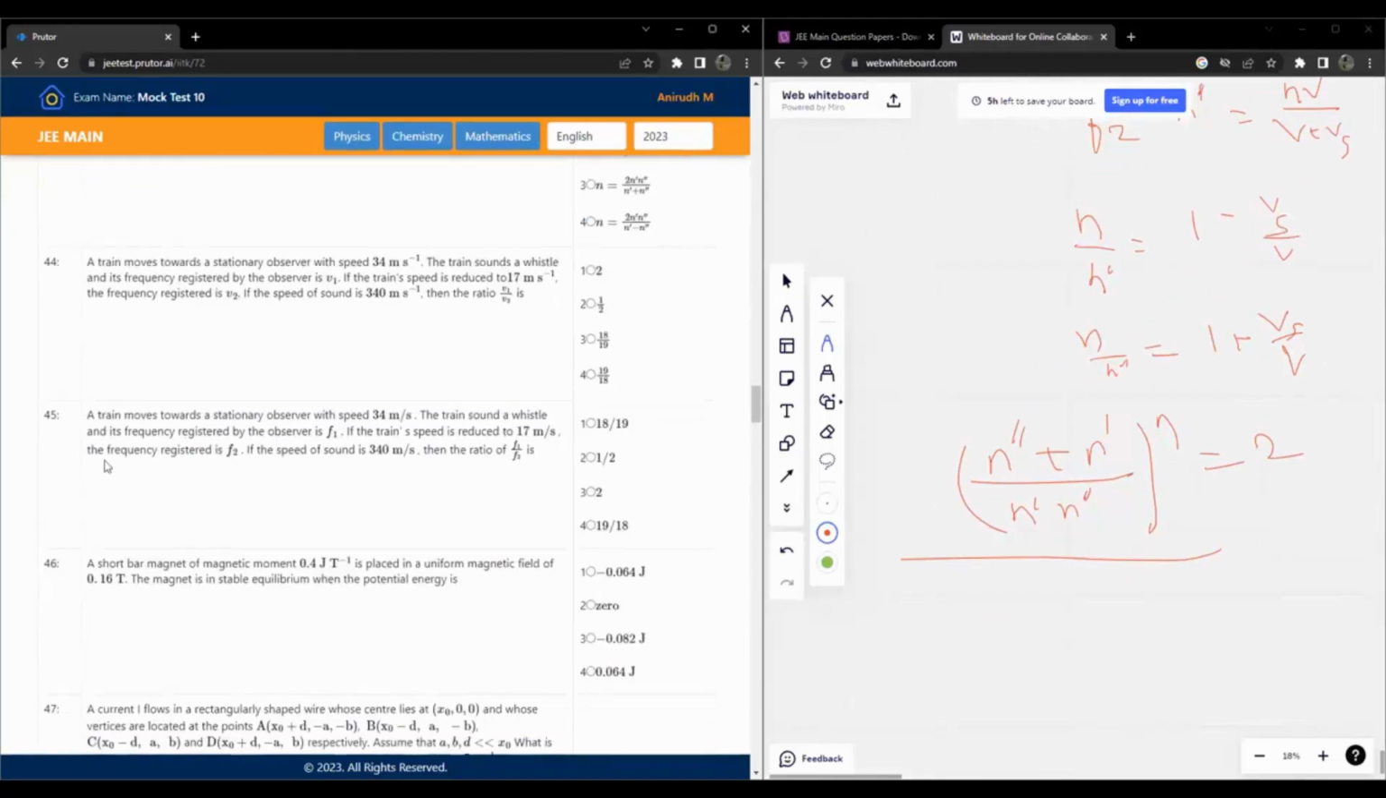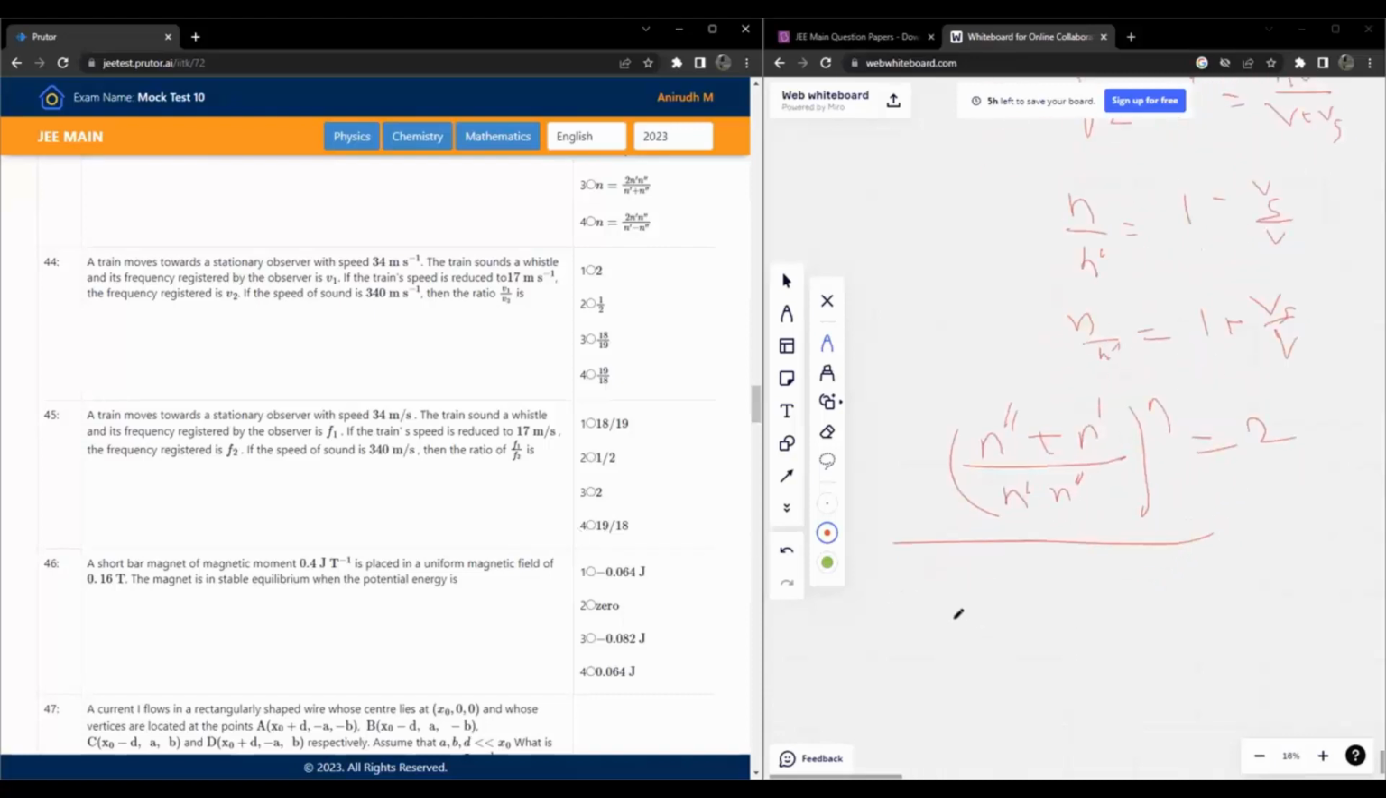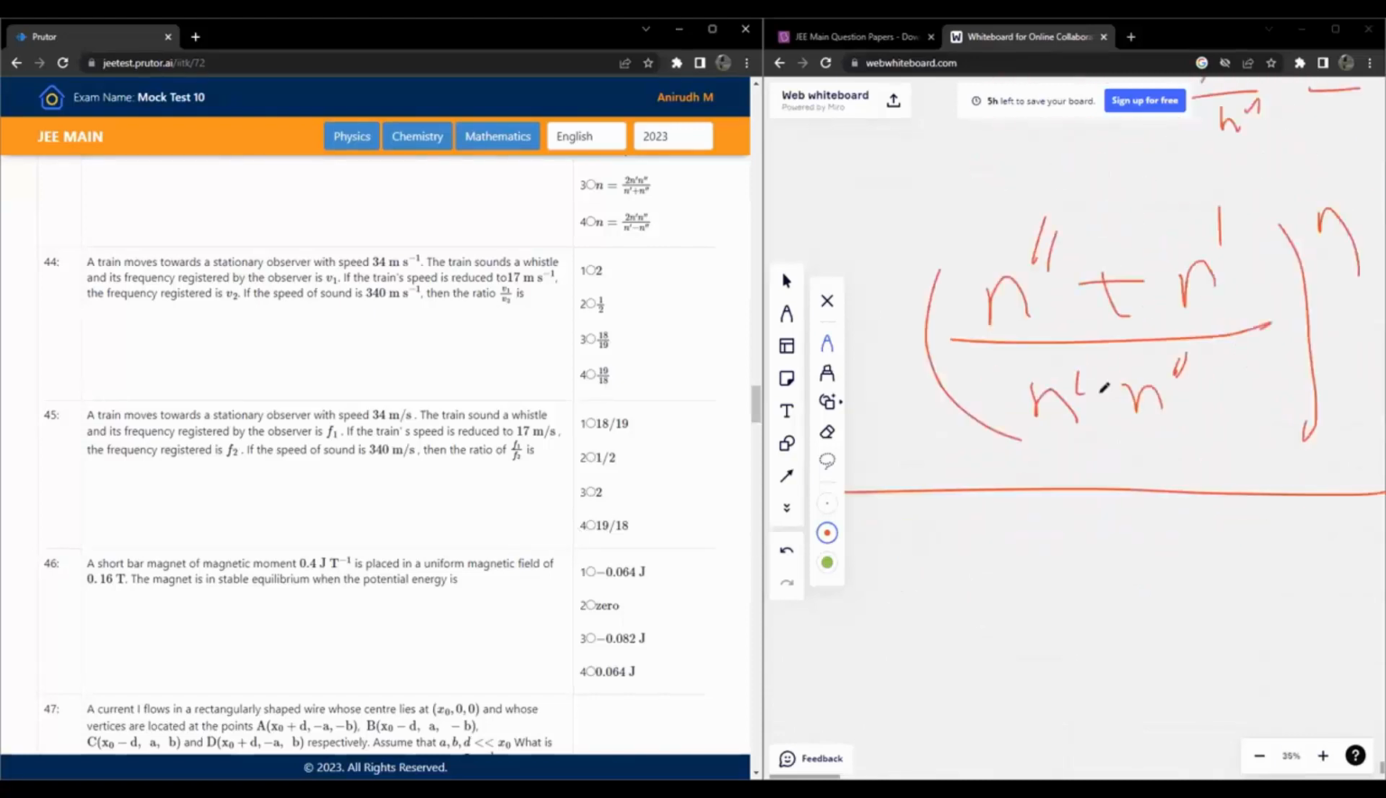Train speed, radius is 17. The frequency is started at f2, right? Ratio of f1 and f2. This is basically 19 by 18, right? And I'll show you how they arrived at it.